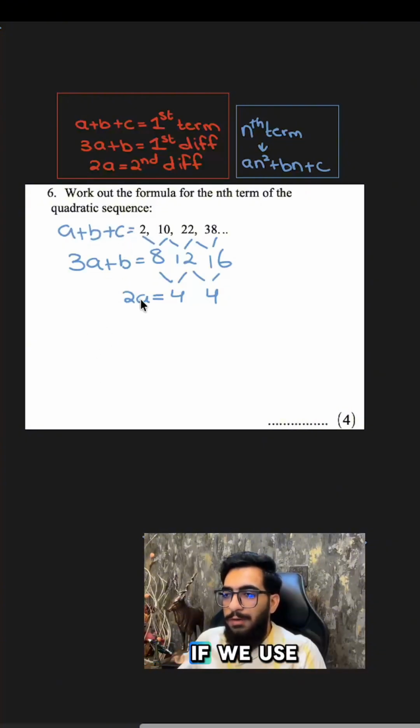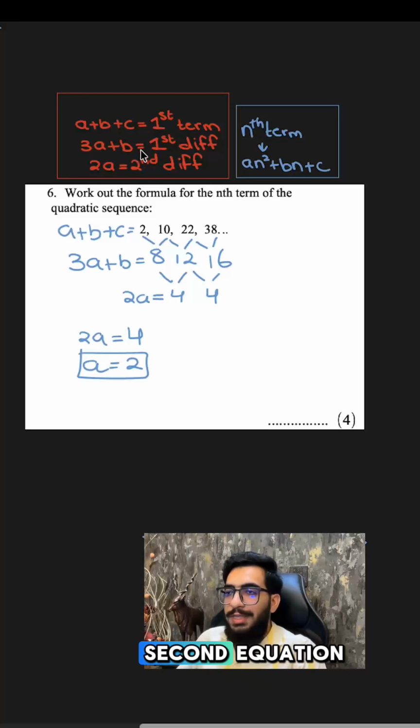So first of all, if we use the first equation, it's just 2a equals 4, and we can just divide by 2 on each side. That would just be 4 divided by 2, so a would come out to be 2. Okay, now we can use the second equation, which is 3a plus b equals 8.